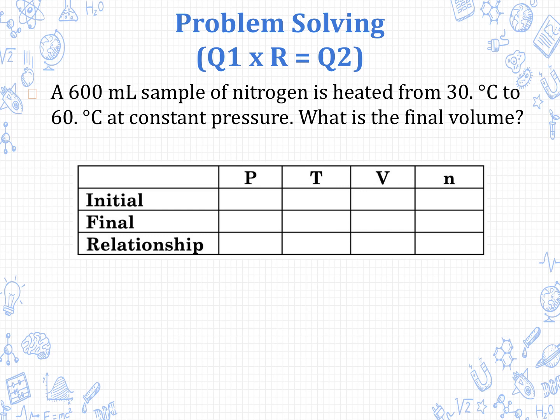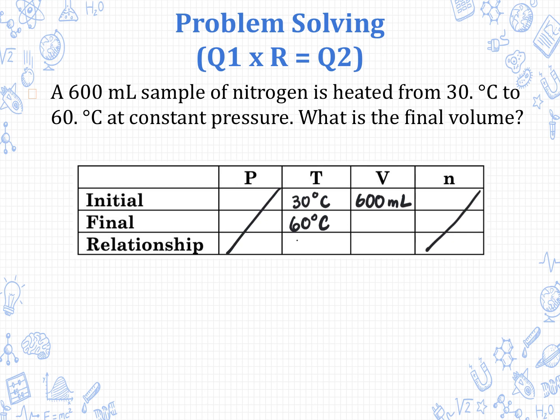We are gradually increasing the complexity, so we're moving on to our next problem. In this one, we have a 600 milliliter sample of nitrogen. Milliliters are units of volume, and it's heated from 30 degrees Celsius to 60 degrees Celsius, and the pressure is constant, so I'm going to cross that out. Number of particles was not mentioned, so I'm going to assume that's also the same. And it says, what is the final volume?